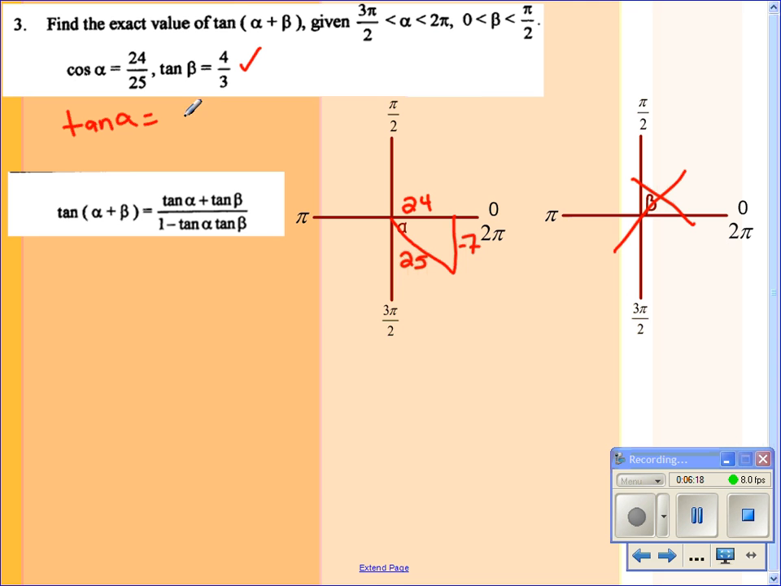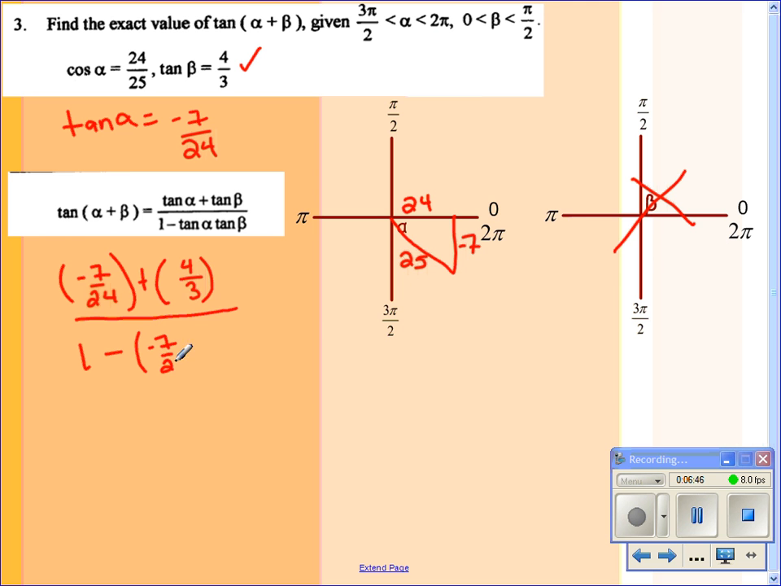Now we're ready to write down the tangent of alpha. Tangent of alpha is -7/24. And now we're ready to plug in the formula. So tangent alpha is -7/24 plus tangent beta, which is 4/3, all over 1 minus the tangent of alpha, which is -7/24 times the tangent of beta, which is 4/3.